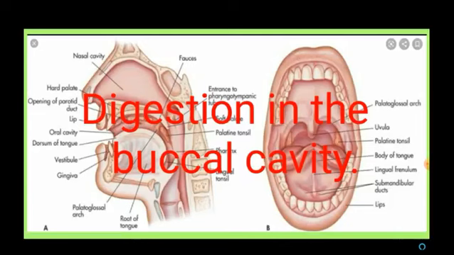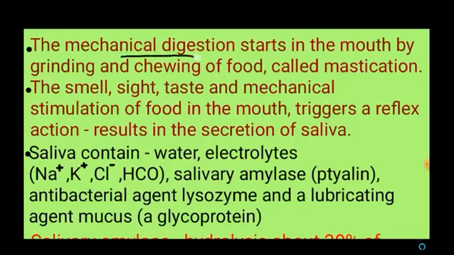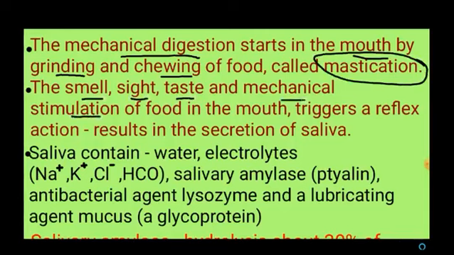So first we are going to see about digestion in the buccal cavity. The mechanical digestion starts in the mouth by grinding and chewing of food. That is called mastication. The smell, sight, taste and mechanical stimulation of food in the mouth triggers a reflex action. Because of the reflex action, it results in secretion of saliva from the salivary gland.